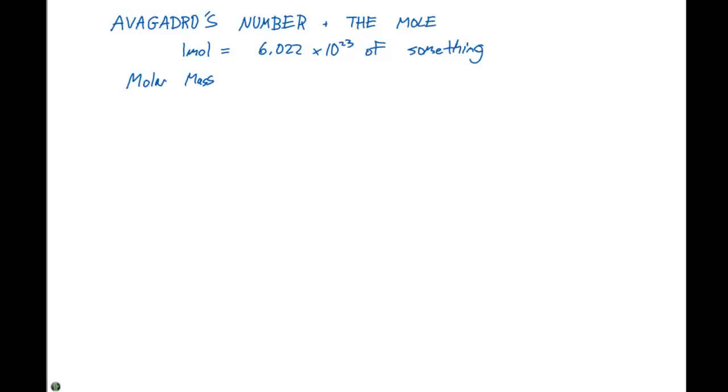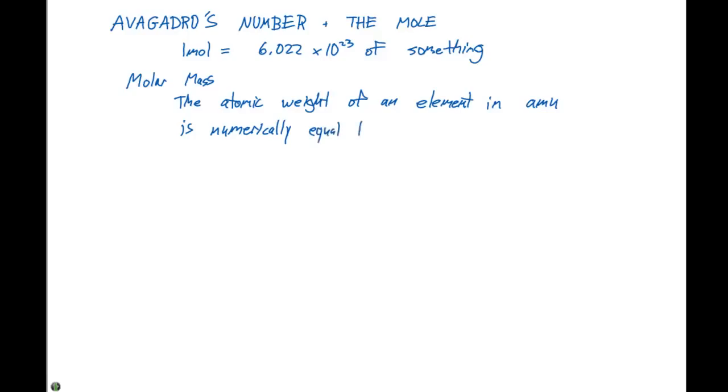And molar mass can be described in the following way. The atomic weight of an element in atomic mass units is numerically equal to the mass in grams of 1 mole of that element.